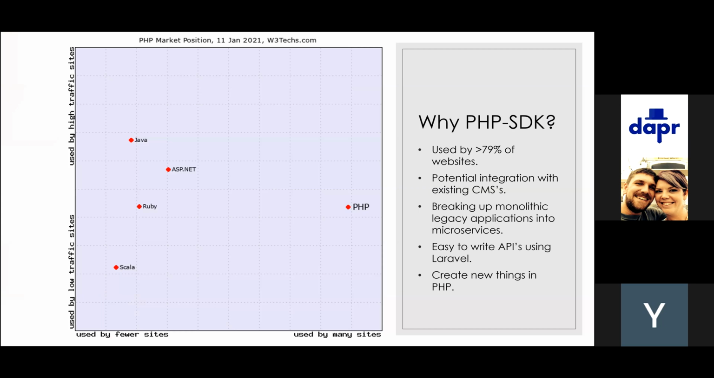So why a PHP SDK? Well, PHP runs almost 80% of the web. That means there's a good chance there's some PHP running somewhere in your organization, most likely a content management system. But if you needed to, you can actually interface your content management system with Dapr to do some really fascinating things. Also, you might be maintaining some legacy PHP application that you'd like to migrate to microservices.